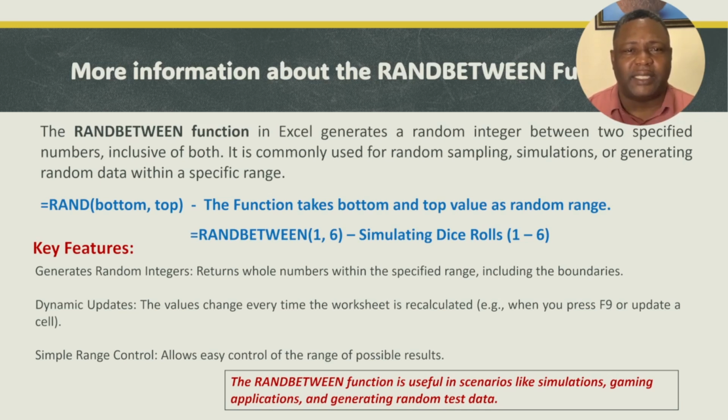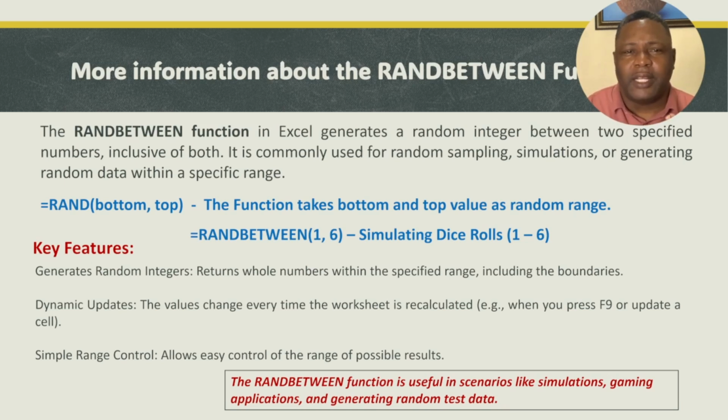So here we're talking about RANDBETWEEN. What it does is that it gives you a lower and a higher value. So you have a bottom, you have a top. That's what this one does. It doesn't just generate between 0 and 1. You specify what you want your bottom value to be and what you want the higher, or top, value to be. In the RAND function, it simply does between 0 and 1.